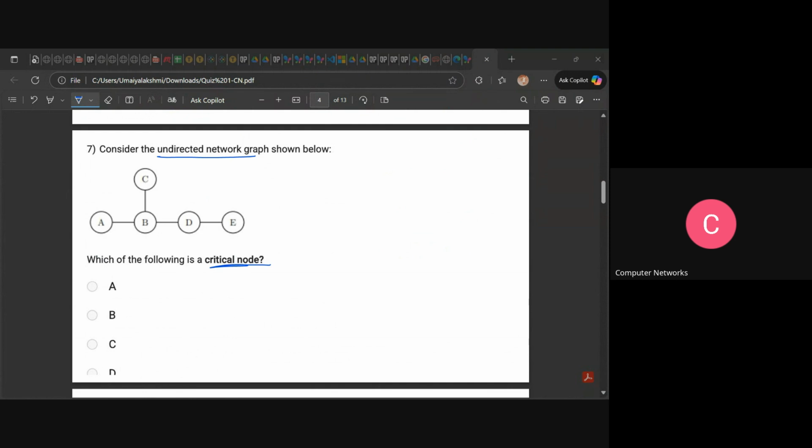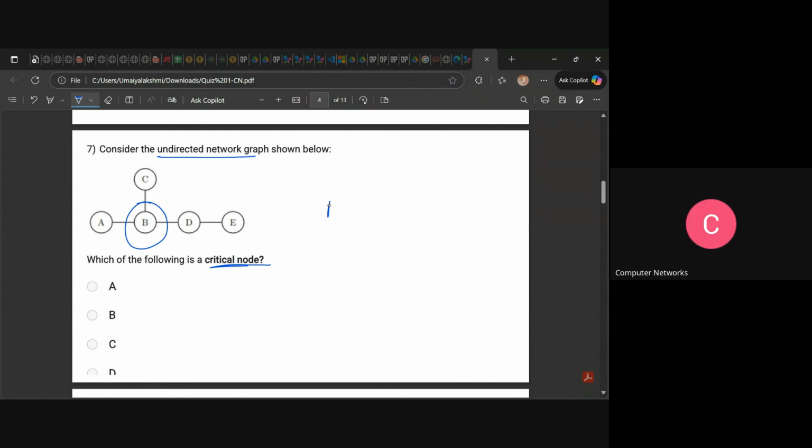What is a critical node? The node which, if it gets disconnected, will divide the network into two different parts. Yes, it gives the disconnected graph. So in this one, if I remove A, will it give a disconnected graph? No, it will not. Okay, then B. Yeah, it will get disconnected.